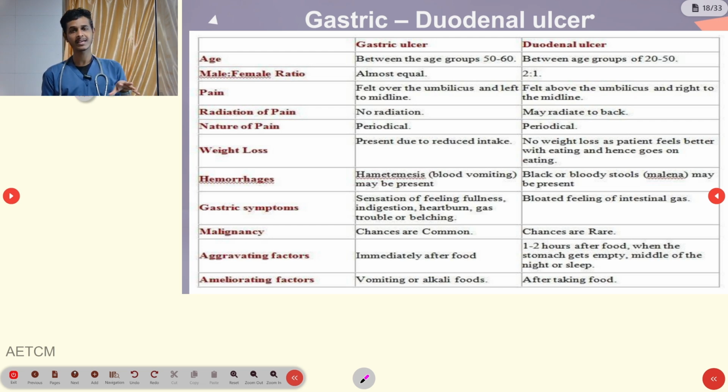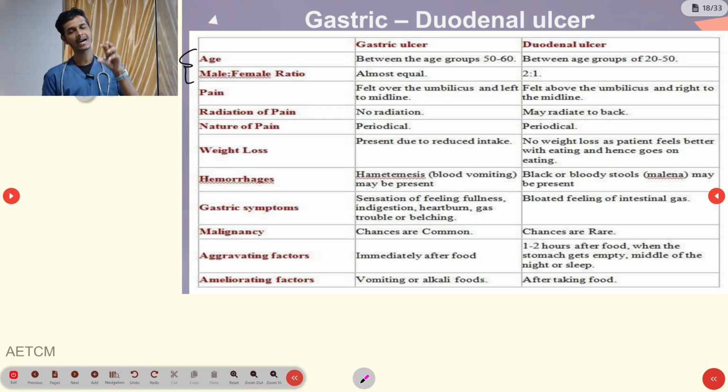So, this is fully based on assessment-related things: how we can differentiate gastric and duodenal ulcer by the assessment itself. First, regarding the incidence: age-wise, gastric ulcer is between 50 to 60, duodenal ulcer 20 to 50. It is not exact; it is one of the risk factors, based on incidence reports. In male and female ratio, gastric ulcer is almost equal, whoever it can affect. In duodenal ulcer, males are more prone compared with females.